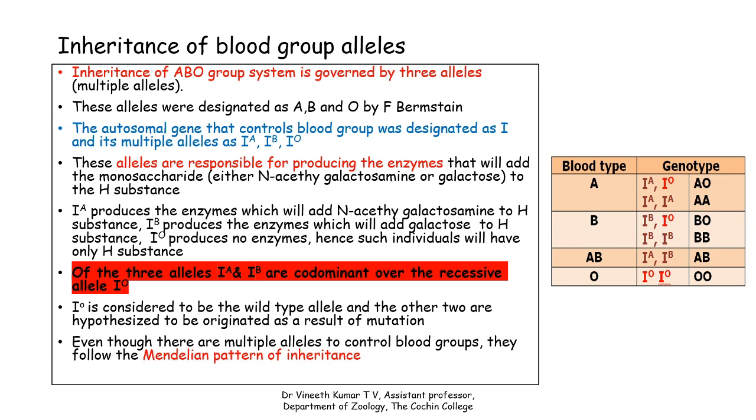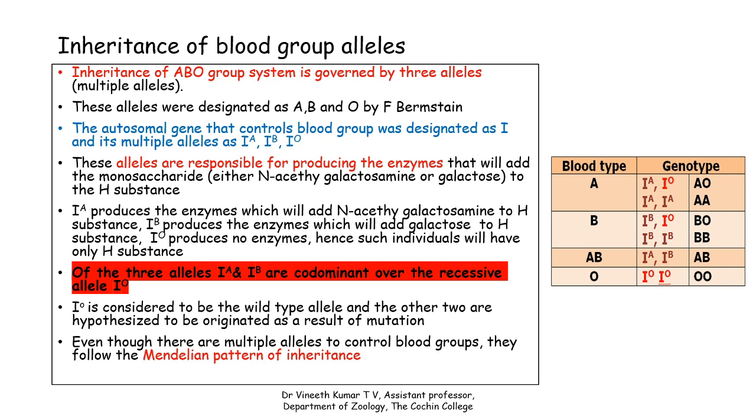Welcome back to our discussion on multiple alleles. In this session, we are going to discuss the inheritance of the blood group alleles. Inheritance of the ABO blood group system is governed by three alleles, being multiple alleles. These three alleles are designated as capital A, capital B, and capital O.